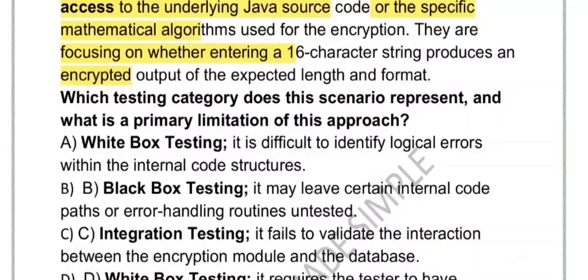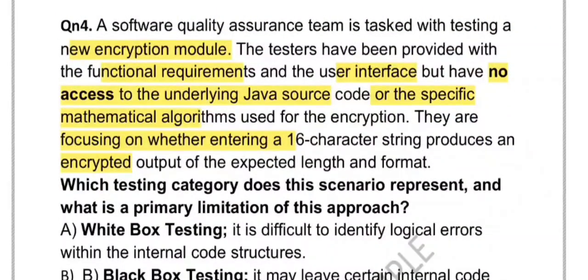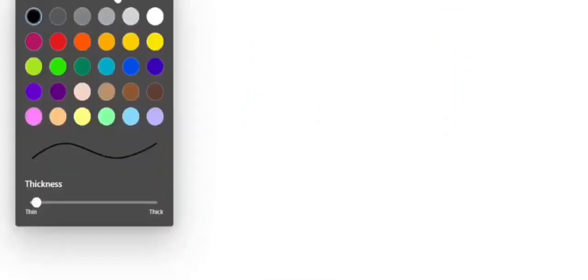So now how to go about solving this question? Once again, go through the concept: a new encryption module, functional requirement, user interface, no access to underlying Java code or the specific mathematical algorithm. They are focusing on a 16 character string, and they are only looking at the expected length and format. So how should you think about it? Let me explain the thinking procedure.